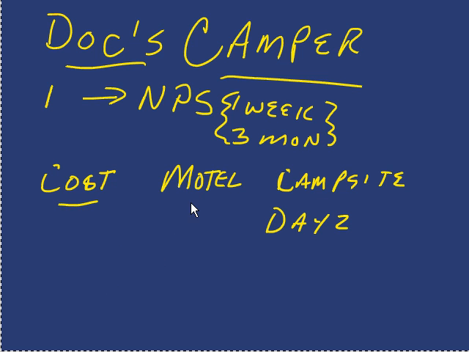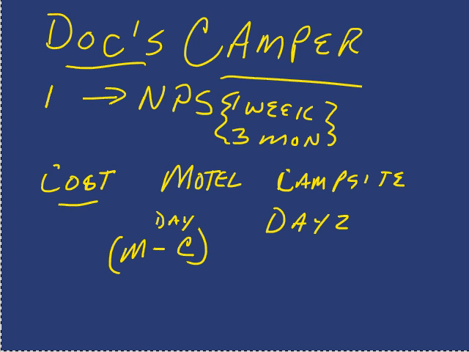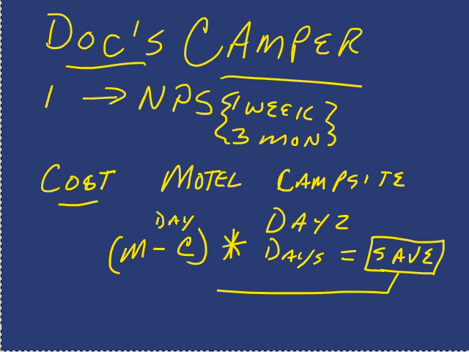So basically, if I take the motel minus the cost of the campsite, right, that's going to tell me how much cheaper it's going to be per day. And I multiply that by the number of days, that's going to tell me how much I'll save by staying in a camper. And I need to take that number and use that to determine how much I'm going to pay for the camper. I'm going to do this with an Excel spreadsheet.